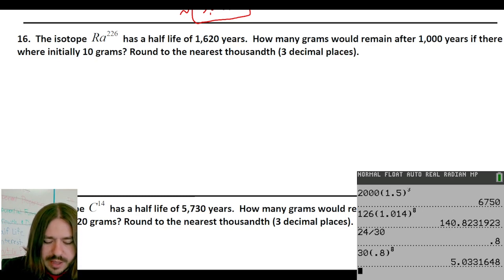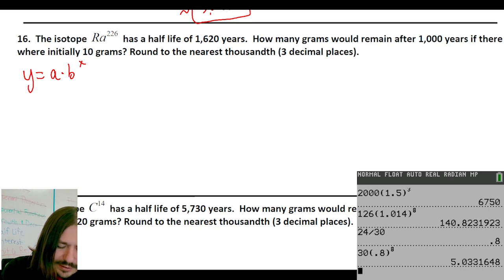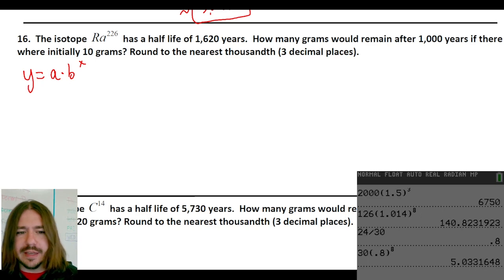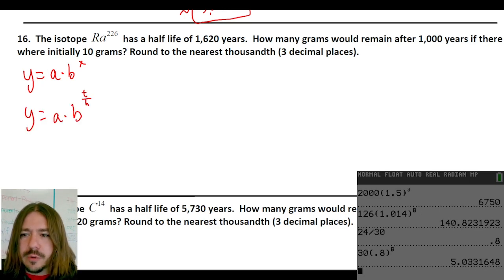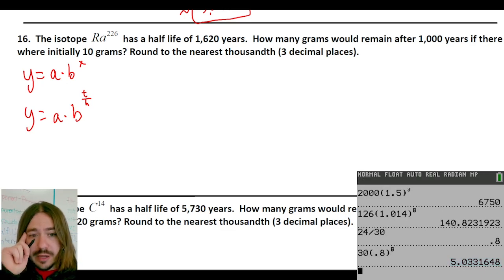Normally when you write your exponential equations, they're going to be in this form a times b to the x. And for a half-life problem, the a value is still going to be the initial amount. B is going to be half because it's a half-life. But the tricky part is to rewrite the x as the time divided by the length of a half-life. So we're going to go ahead and substitute in all the relevant information here, and we'll throw everything into the calculator and hopefully get the right answer.